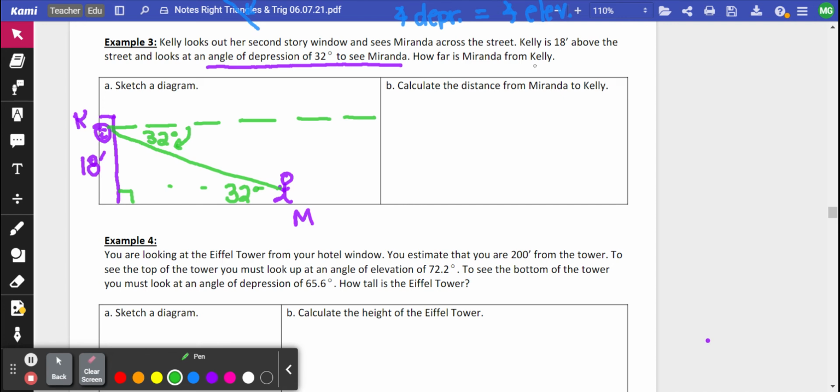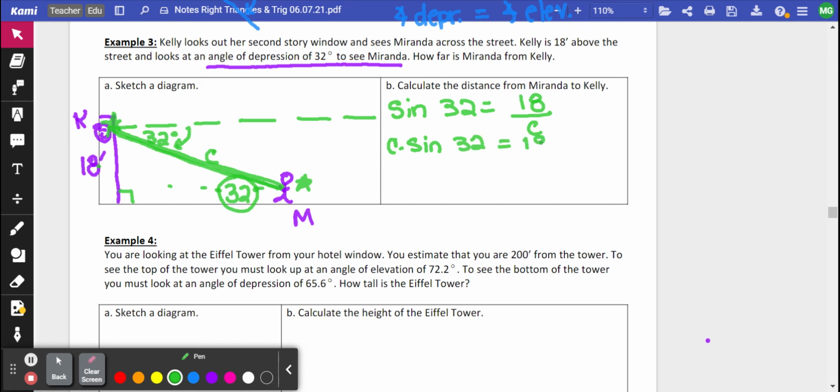Now let's look at this because this is another thing people get wrong. Here's Miranda right here. Here's Kelly right here. We want to know this distance, which is the hypotenuse of the right triangle. So this is our theta, 32. We have opposite and we have hypotenuse that we're looking for. So we'll use sine. So sine of 32 equals 18 over the hypotenuse. You may be able to skip this step right here, but I'm going to write it out. We kind of cross multiply and then divide by the sine of 32 on each side. Okay, so you're going to drop that in your calculators and make sure that you get approximately 34 feet.